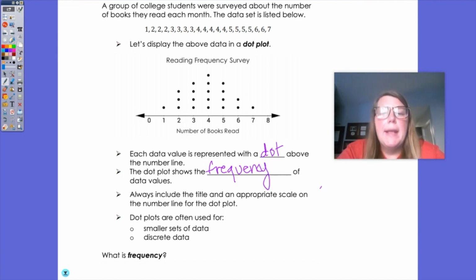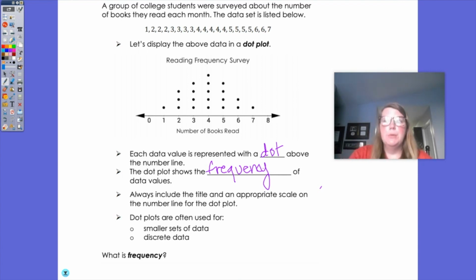Always, when we make a dot plot, we always want to include a title and then some sort of scale. Dot plots are often used for a smaller amount of data because we don't want to be drawing hundreds of dots on a dot plot, and also discrete. Notice that these are specific whole numbered items. It would be kind of hard to draw a dot plot for distance or money or something like that.